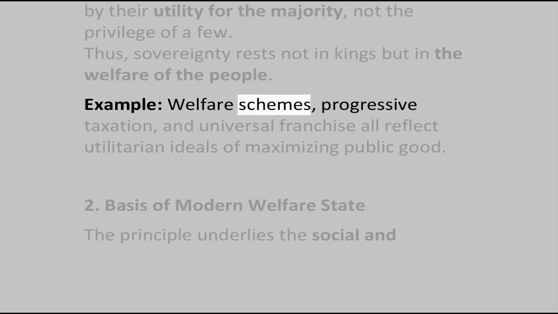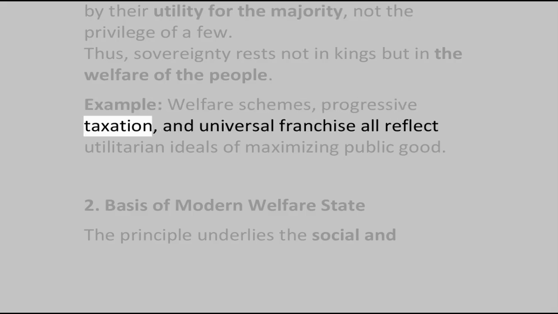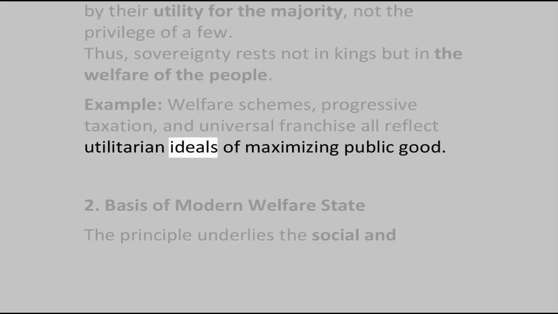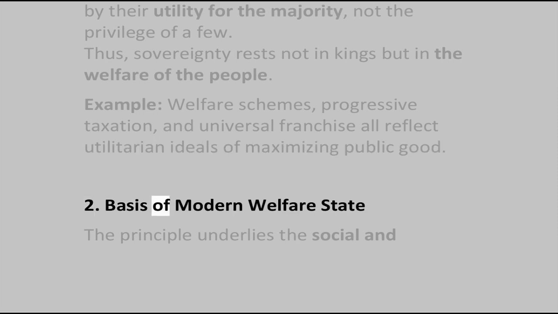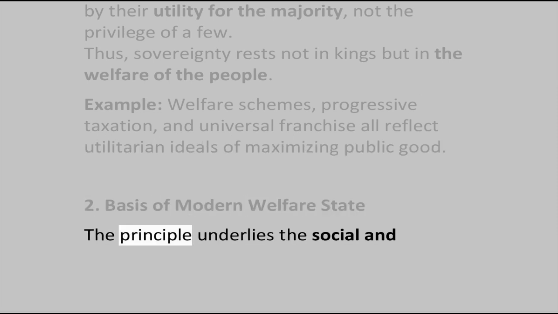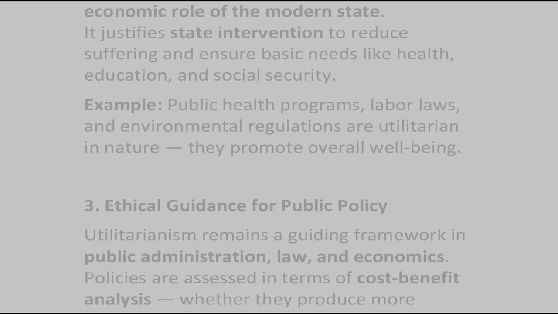Example: welfare schemes, progressive taxation, and universal franchise all reflect utilitarian ideals of maximizing public good. 2. Basis of modern welfare state. The principle underlies the social and economic role of the modern state. It justifies state intervention to reduce suffering and ensure basic needs like health, education, and social security.